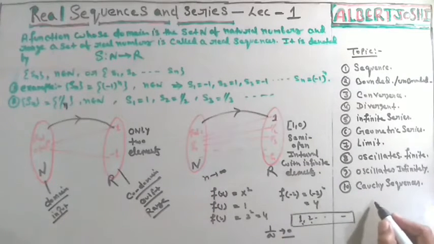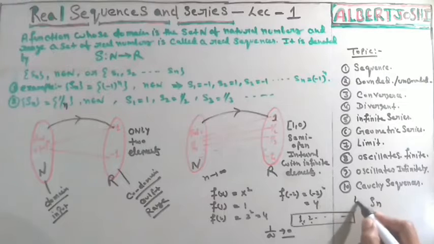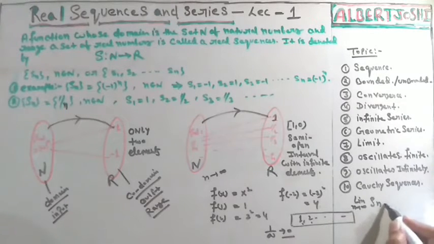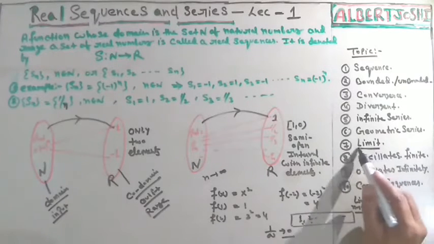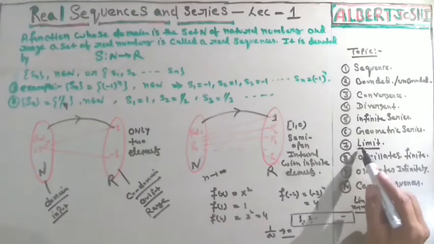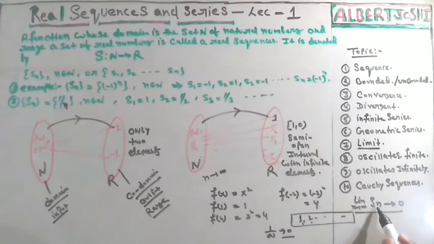Its meaning is that the limit of Sn as n tends to infinity converges to 0. You must go to my definition of limit. What is the definition of limit? Already we have discussed it. It means the sequence is converging to some point L.